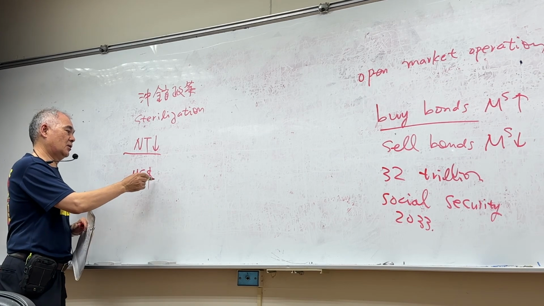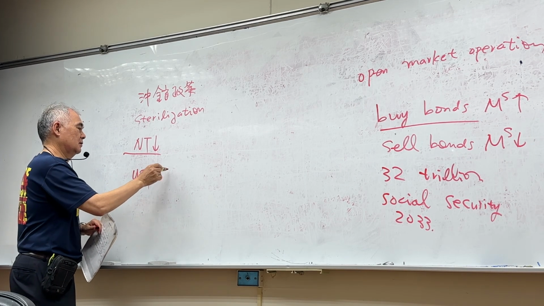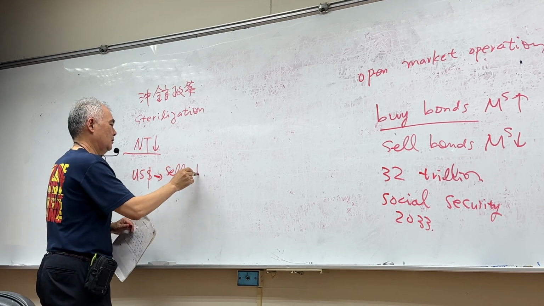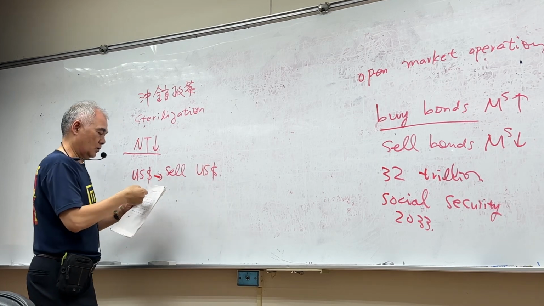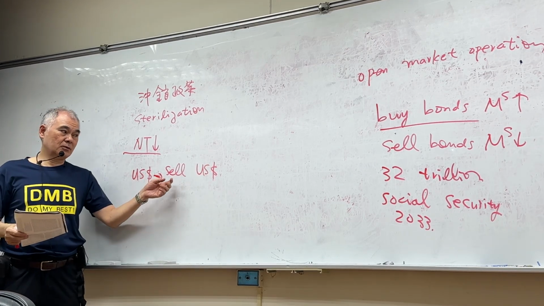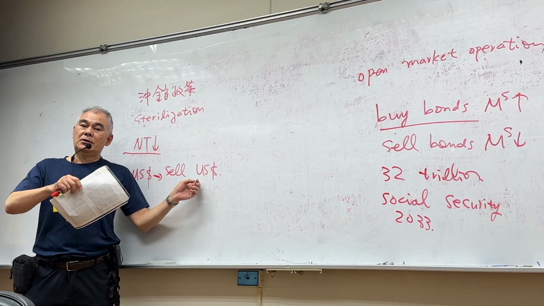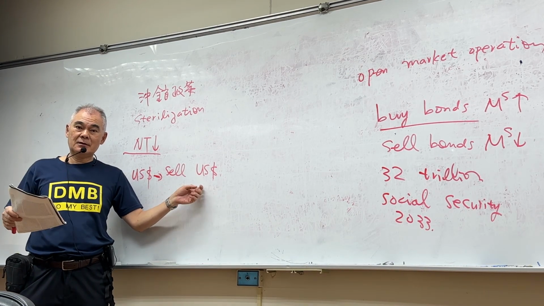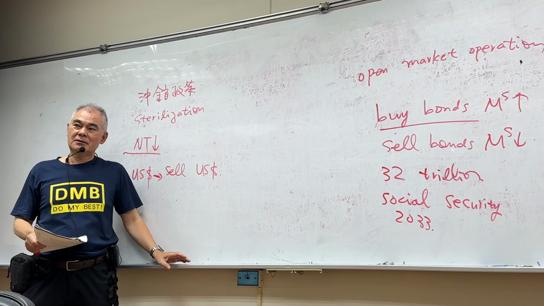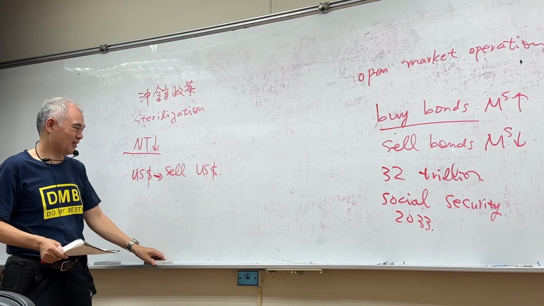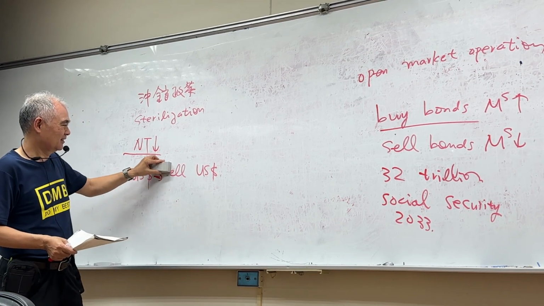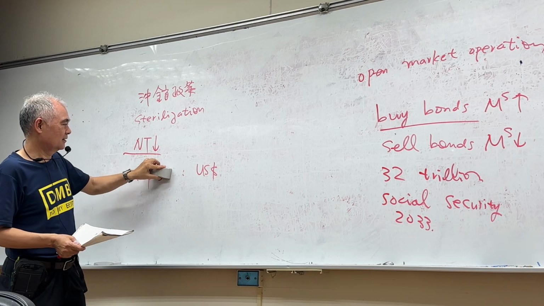Probably you should sell US dollar, right? The central bank is going to do this. Why? If you sell US dollar, US dollar supply goes up, right? Oh, sorry, I got it wrong. You have to buy it, right? You have to buy it.